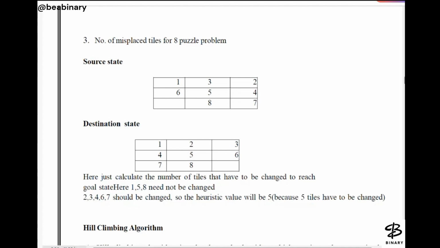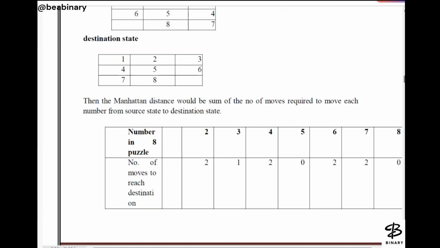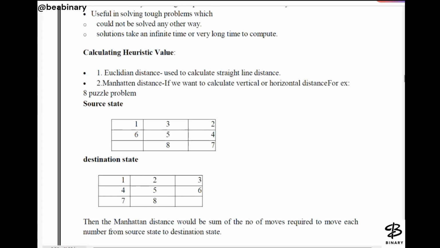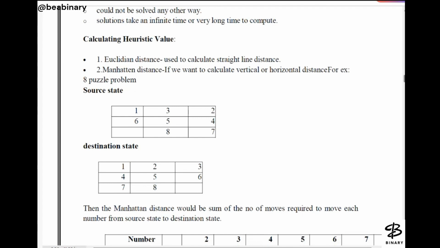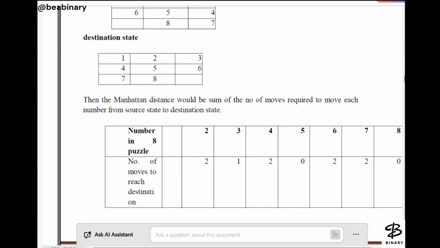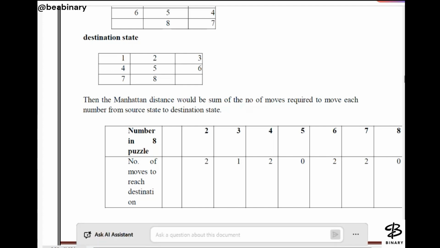So somewhere we are using an intelligent approach. We are first using the straight line distance. Then we are using the Manhattan distance, in which we find how many vertical or horizontal moves, or how many tiles, we need to move. So for reaching the correct destination state of the number 2, we need to move 2 tiles, and for 3 we need to move 1. For 4, 2. We have discussed this.